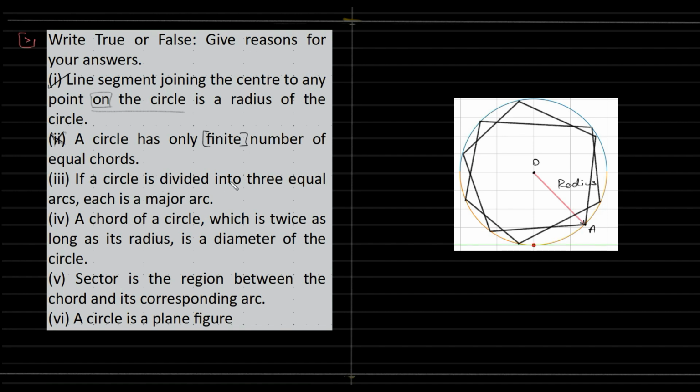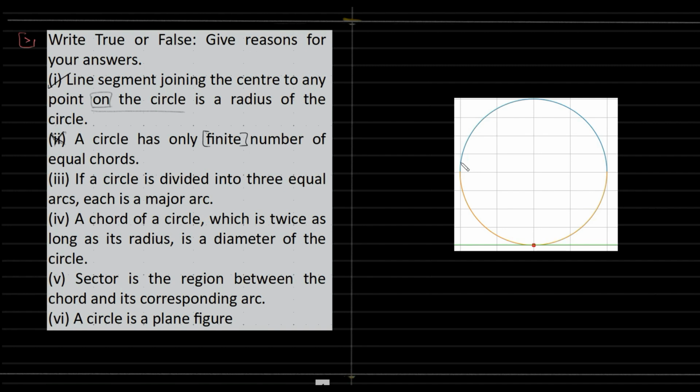If a circle is divided into 3 equal arcs, each is a major arc. Okay, so first of all, what's an arc? See, an arc is nothing but a length along the circumference basically. So from one end to some other end, something like this. This is a minor arc. This is a major arc. So an arc is nothing but a part of your circumference. That's one of the ways of putting it across.